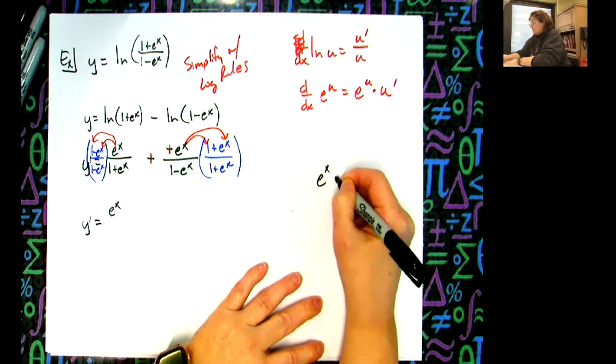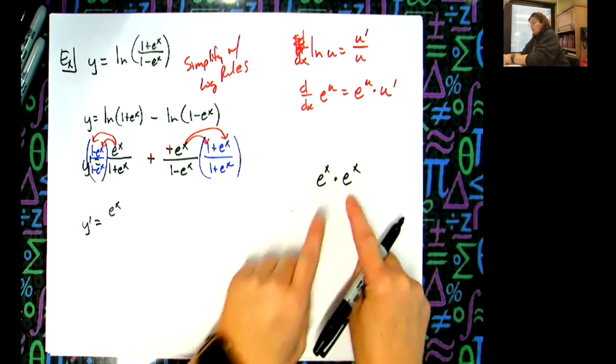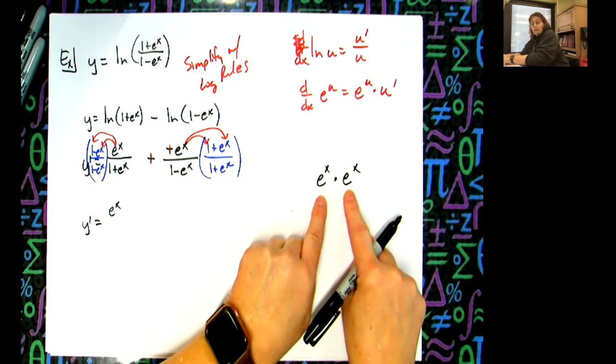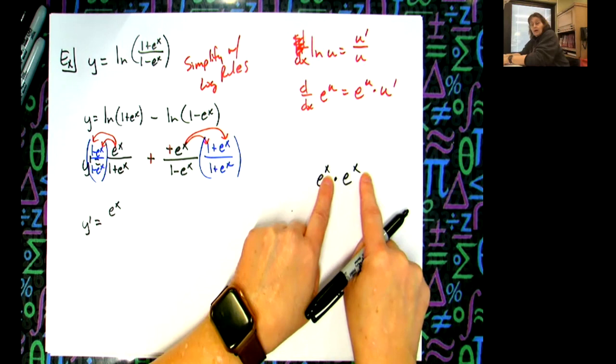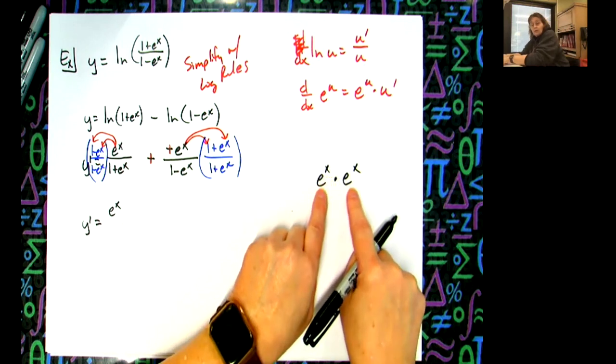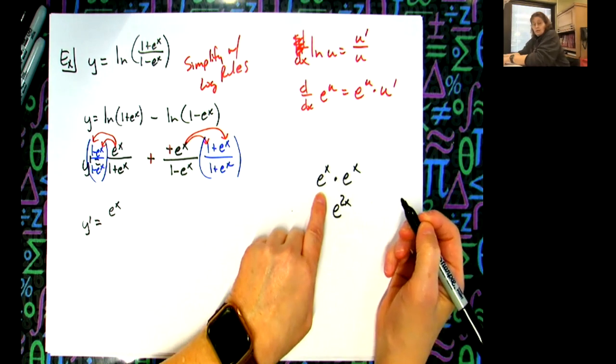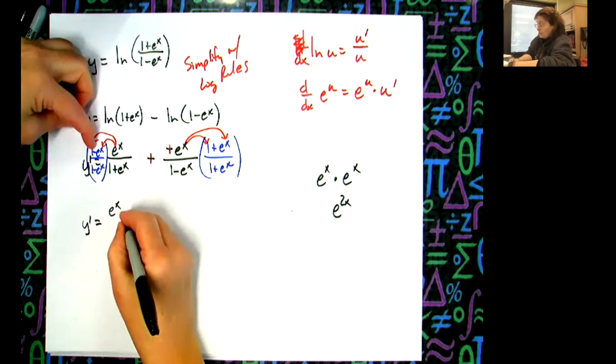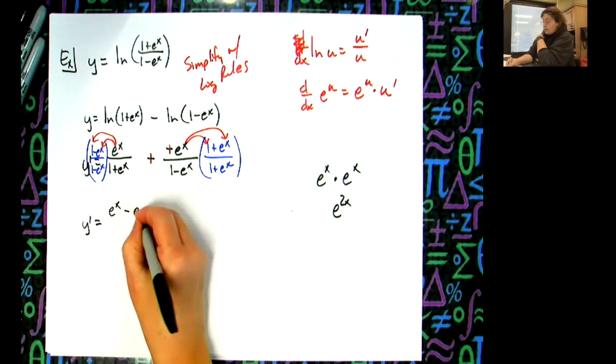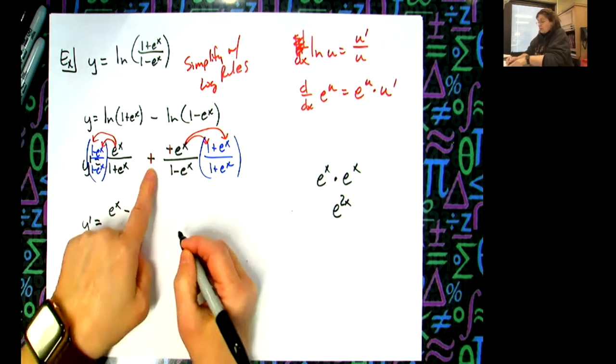e to the x times e to the x. When multiplying like bases, we add the exponents. So e to the x times e to the x is e to the 2x. 1x plus x, 2x. Okay, everybody agree with me there? So minus e to the 2x.